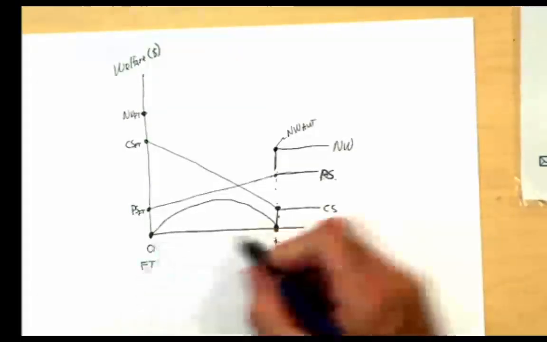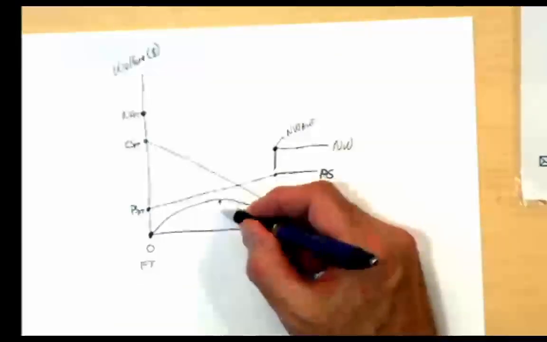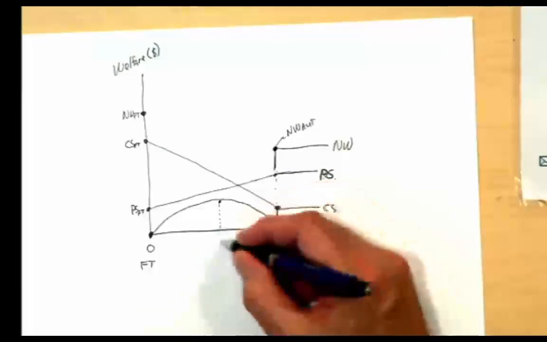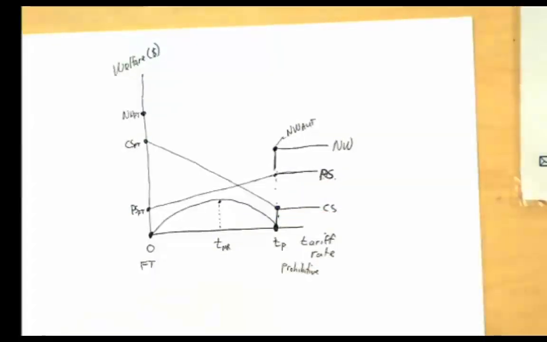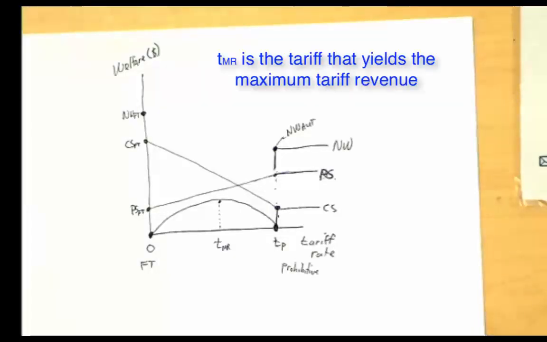First of all, there will be a tariff right here that I can call TMR, subscript MR. And MR here stands for maximum revenue. That is the tariff that would give the government the highest revenue stream possible in this particular market by setting this particular policy. Okay, so wherever the tariff revenue curve is at a peak, that's the maximum revenue tariff.